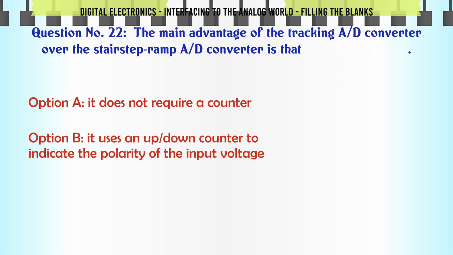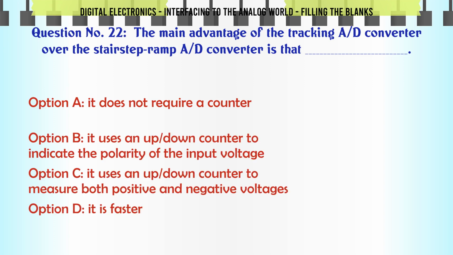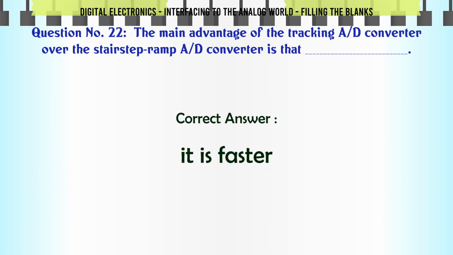The main advantage of the tracking AD converter over the stair-step-ramp AD converter is that: A. it does not require a counter, B. it uses an up-down counter to indicate the polarity of the input voltage, C. it uses an up-down counter to measure both positive and negative voltages, D. it is faster. The correct answer is it is faster.